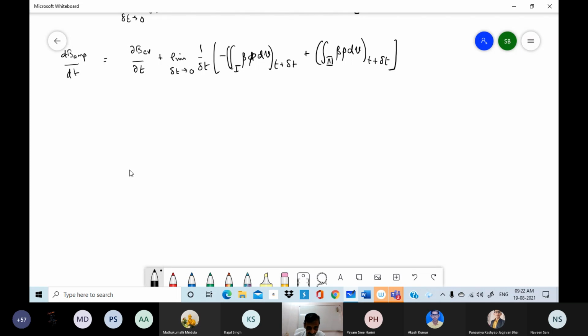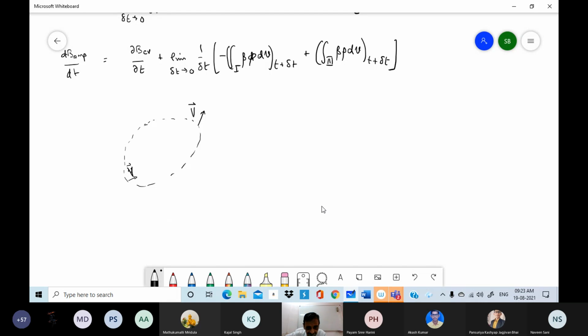So let us now expand that slightly. And let us say these are the velocities at these two locations.